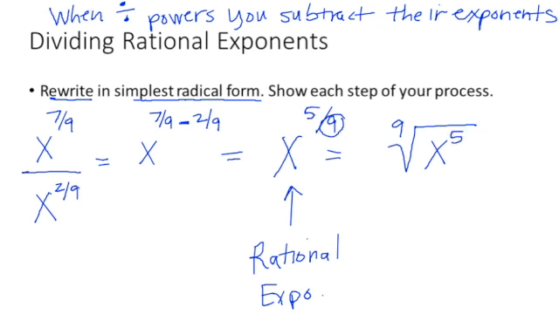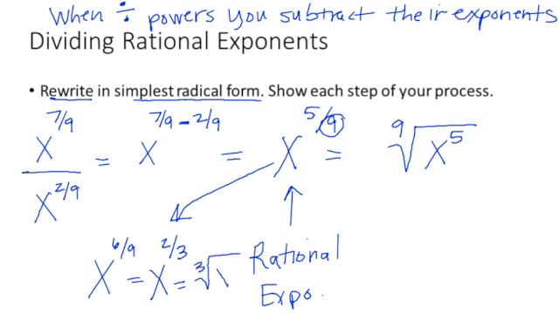All right. Now, if that had been 6/9 for some reason, if we had a different problem and this had turned out to be 6/9, then you would reduce that first. 3 goes into 6 2 times, 3 goes into 9 3 times. Then you could rewrite that as the cubed root of x to the second power.